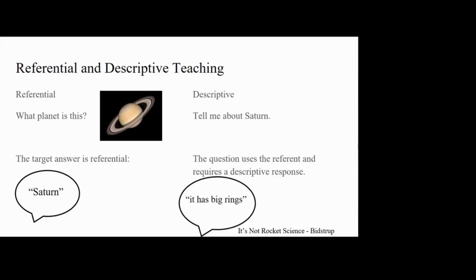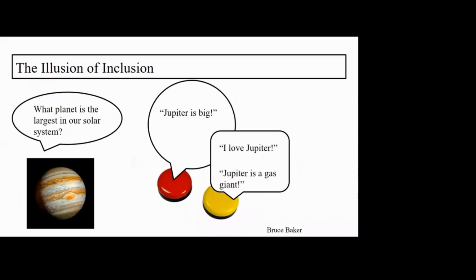The question uses the referent and requires a descriptive response. So instead, you ask, tell me about Saturn, and it has big rings, right? So that's all core. So you can really think about the way that you teach and change the way that you teach so that you require a descriptive response, or a response that is full of core instead of fringe.